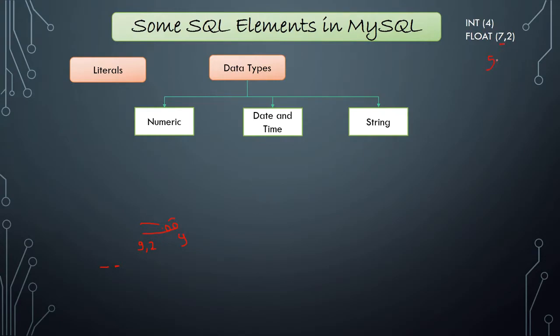For suppose I am writing 5, 0, 0, 0, 1. So I'm having 5 digits here, then 0.49. So you can count over here. We are having 7 digits in total and 2 digits after the decimal place. Correct? So these are some numeric data types.